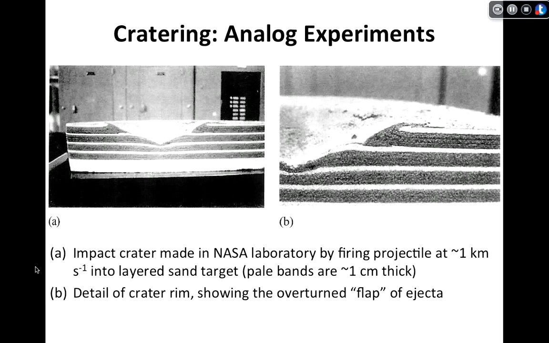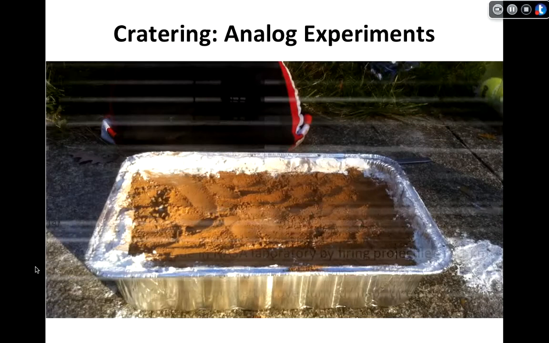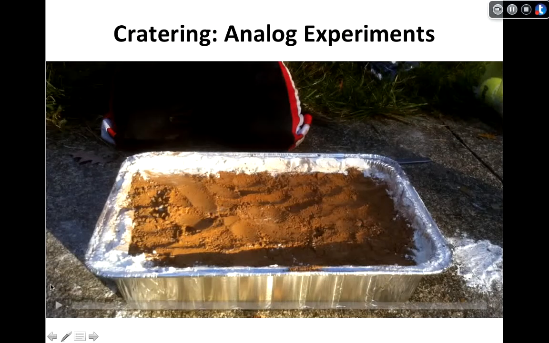But in either case, I want to emphasize, we can replicate some of the key features of actual impacts. If you look closely here at the rim of the crater, you get this overturned flap. Remember that the artist's impression of the KT boundary, the end of the dinosaurs, is this huge curtain of ejecta going up hundreds of miles into the air. When the impact happens, stuff flies out of the crater, and some of it falls over and forms this inverted flap. We see this at Meteor Crater. We see this all over the place.